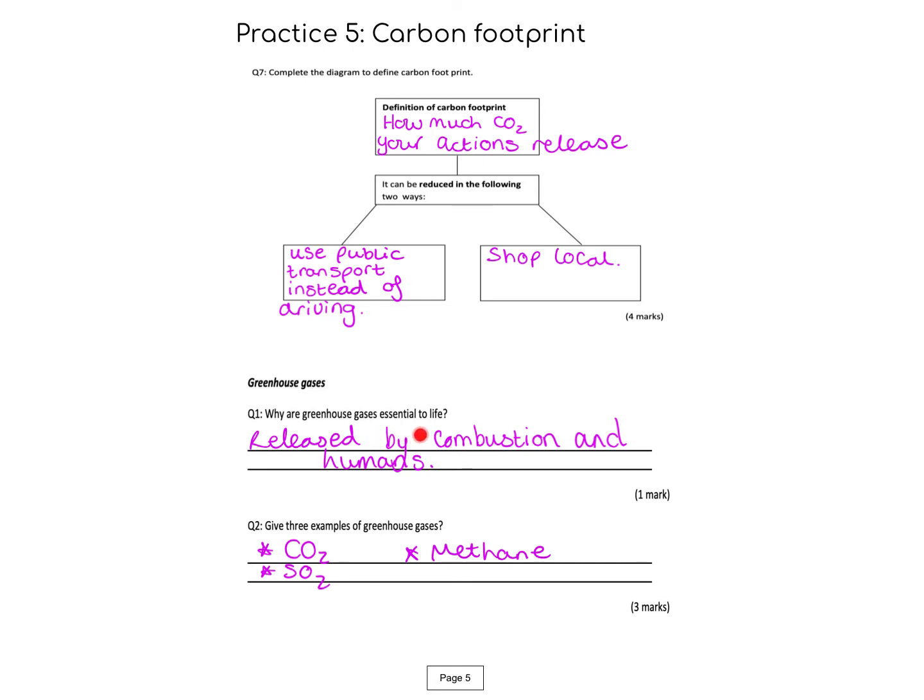Why are greenhouse gases essential to life? Unfortunately we as humans release the biggest greenhouse gas, CO2, and when we combust something, when we burn fuels, they also release CO2. So at the moment, the way that we act as humans requires a lot of CO2. Give 3 examples of greenhouse gases: CO2, SO2 and methane.